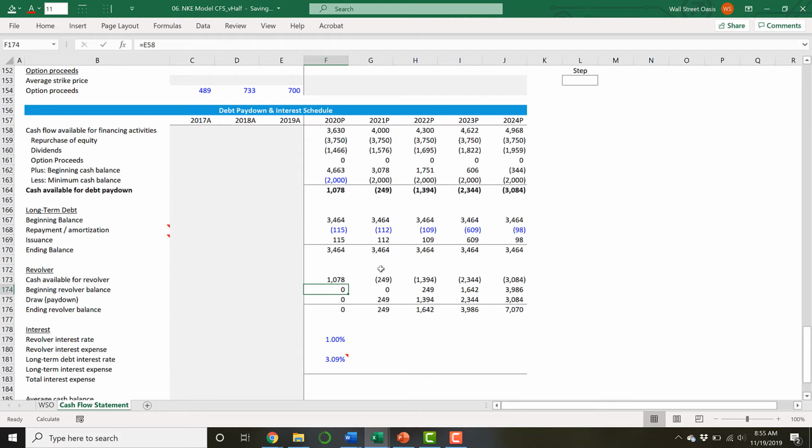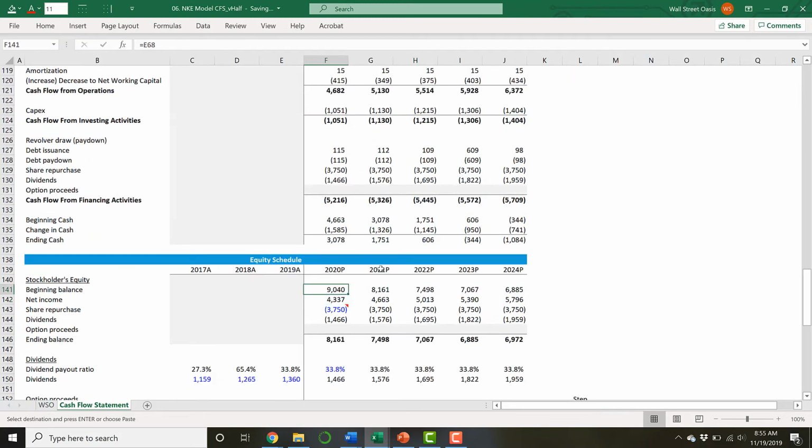Now that we have this section finished, I want to take my revolver draw and pay down and move that to my cash flow statement, because when I draw on my revolver, it increases my cash. When I pay it down, it reduces my cash. So I'll copy that, move up to my cash flow statement, and then paste a link right here in row 126 for my revolver draw and pay down. I want to common sense check this and make sure that it makes sense that this is a positive number. Now I have a 249 here because I'm drawing on my revolver, which is going to produce $249 million of cash. So yes, that should be a positive number and looks good.